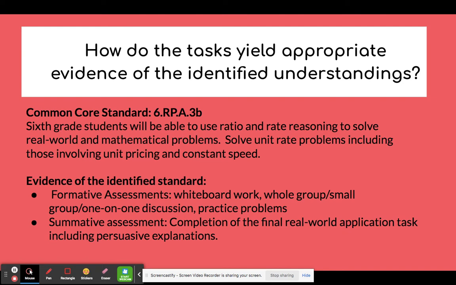And then their final assessment was a completion of the final real world application task, which included them actually shopping through the Walmart and Dillon's websites, where they had to compare two sizes of the same items, for example, two sizes of goldfish, and find the unit price for those two items and compare them.